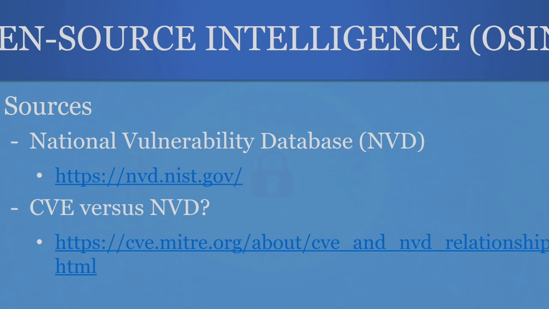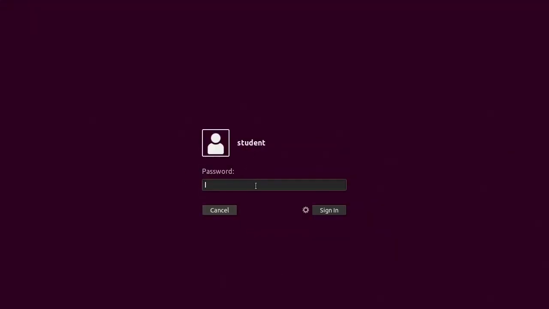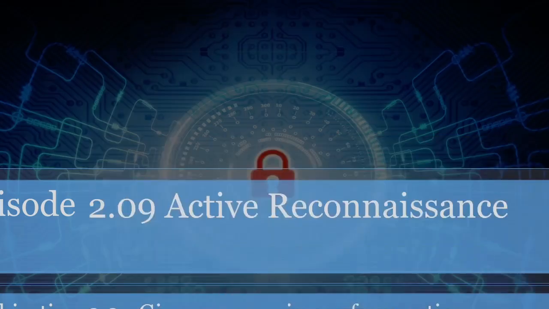Also, some people consider NVD too. Okay, National Vulnerability Database, you can consider it whatever in your opinion. I consider CVE more. And then comes active reconnaissance. Active reconnaissance is actually a pretty good way to gather information. It is the main reconnaissance when you are aggressively pen testing a particular website.